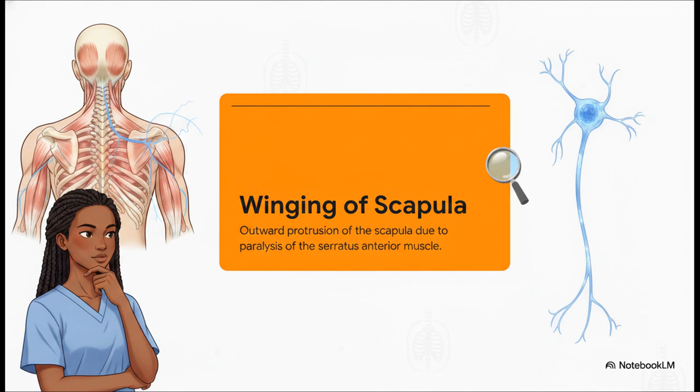It's C, winging of the scapula. The long thoracic nerve directly supplies the serratus anterior muscle, and that muscle is what stabilizes and anchors the medial border of the scapula against the posterior thoracic wall. If you paralyze it, the scapula completely loses its anchor and just protrudes outward.